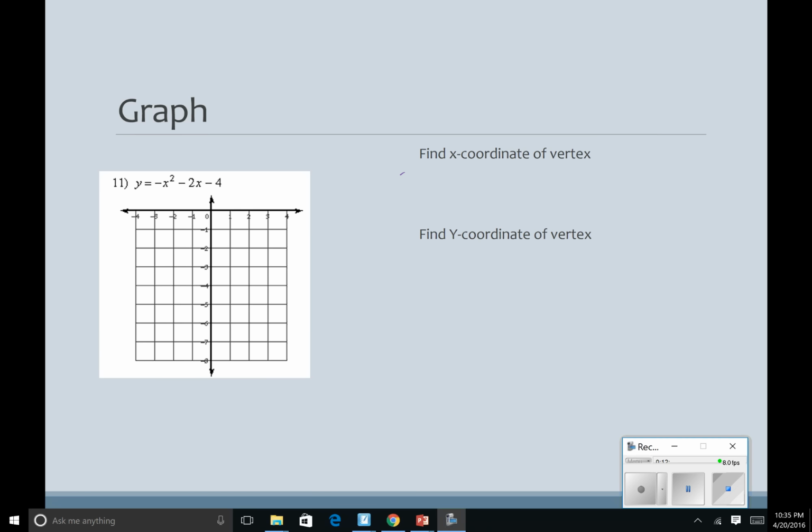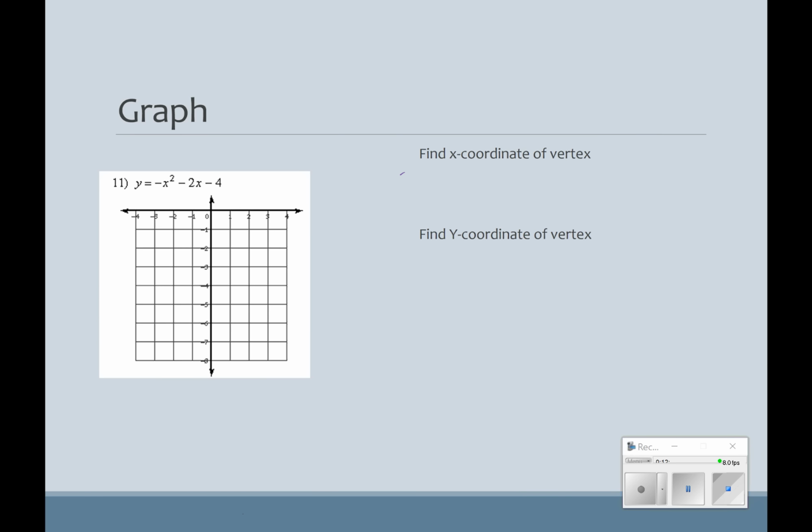All right, so we're going to do our A is negative 1, B is negative 2, and C is negative 4. Again, that's my y-intercept, so I've got that point right there. To find my x coordinate of the vertex, x equals negative b over 2a. So x is going to equal negative of a negative 2 over 2 times negative 1, or 2 over negative 2. So x equals negative 1.